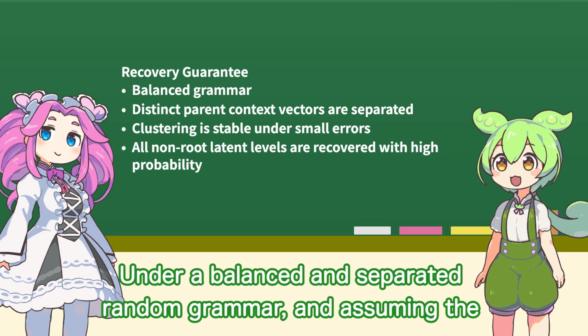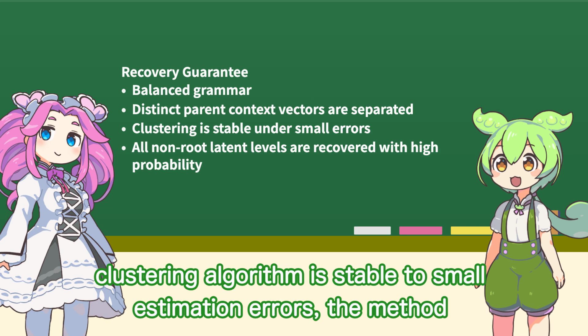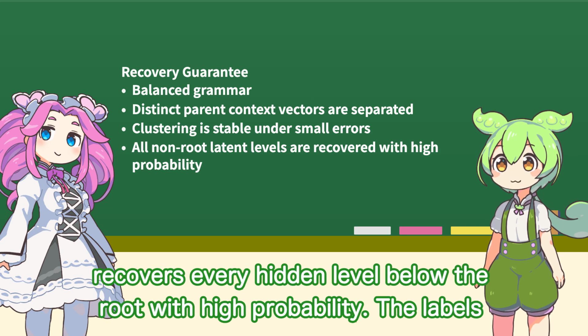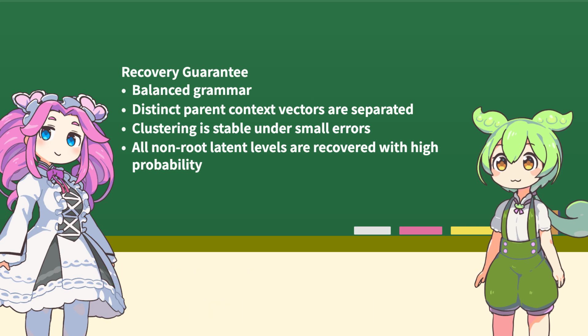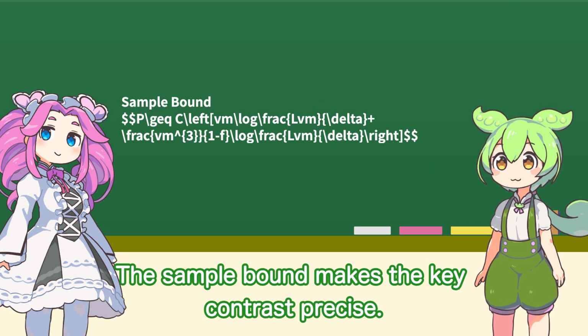What does the theoretical guarantee say? Under a balanced and separated random grammar, and assuming the clustering algorithm is stable to small estimation errors, the method recovers every hidden level below the root with high probability. The labels may be permuted, but the recovered grouping is correct. The sample bound makes the key contrast precise.